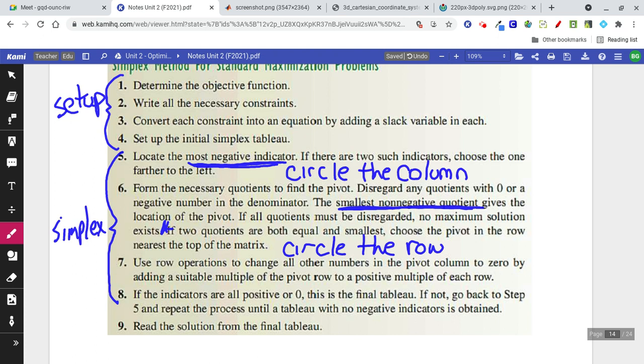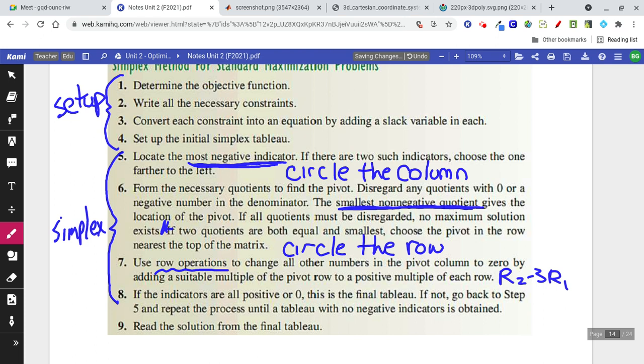But I want to circle the column containing the most negative indicator, circle the row containing the smallest quotient. And then there's going to be a number that you've circled twice. That's going to be the pivot element. The pivot element is the number you've circled twice. Step 7, we're going to use row operations. So row operations is where we take like row 2 minus 3 row 1, that kind of thing.